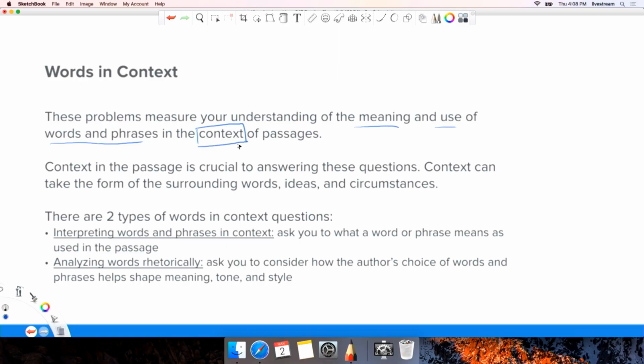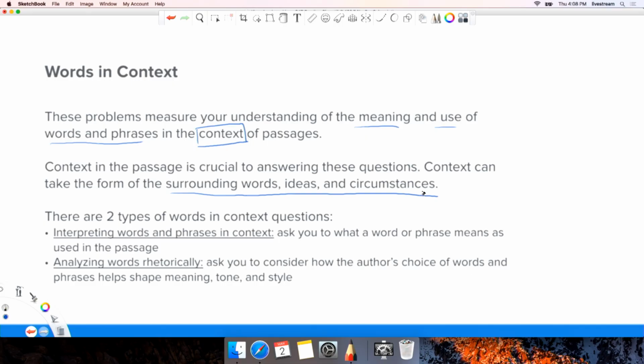And so these questions don't ask you to define words that you might know the meaning of from day-to-day life, like determination, but what makes these questions unique is that the context of the passage is crucial. And so you want to look a little bit before and after and around the word so that you can gather the surrounding words, ideas, and circumstances to pick up on how the author is using the word in the passage and what it means.